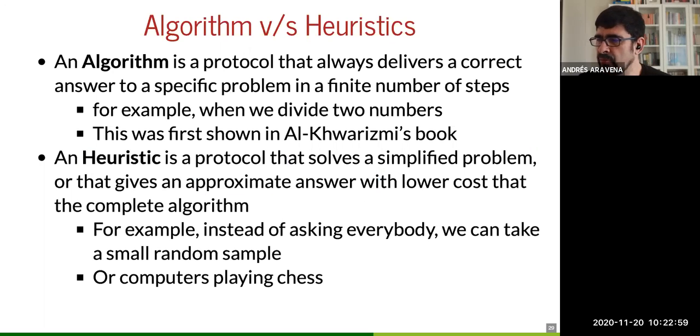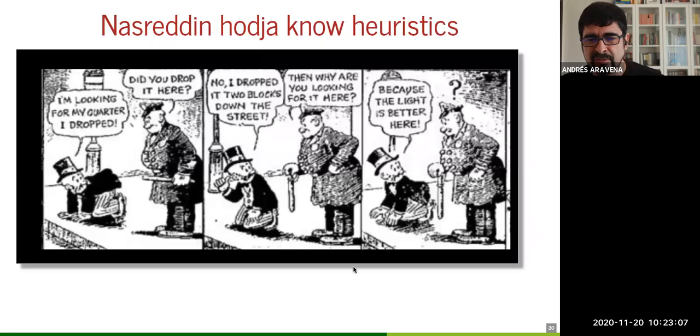If you know your history, you will see that there is a joke in the Nasreddin Hoxha legend. I didn't find it with Nasreddin, but I found this joke, and it is the same story. I'm looking for my quarter, for my key, something. I dropped a key. Did you drop it here? No, I dropped it two blocks down the street. Then why are you looking here? Because here the light is better.